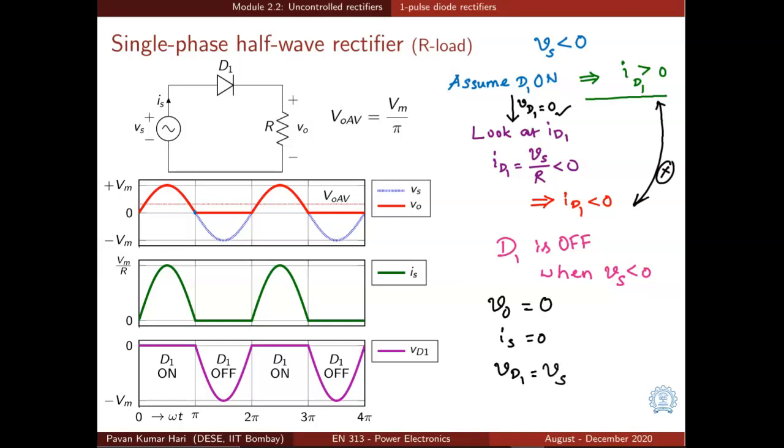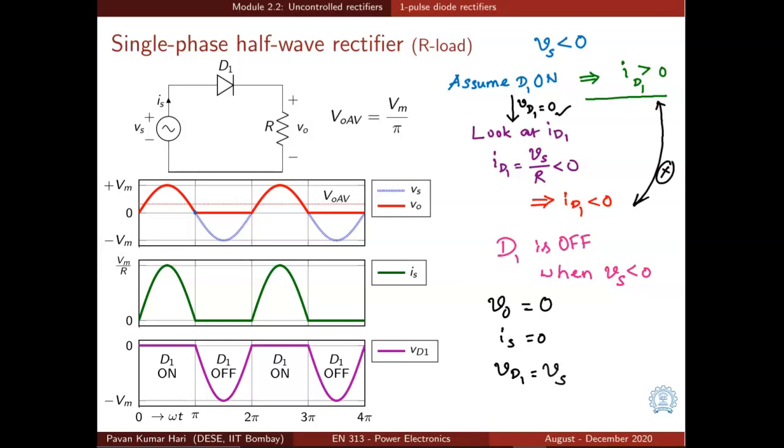So how do you get ID1 in this circuit? ID1 is simply Vs by R, because the diode was on initially and we have assumed that it continues to be on. So the current in the diode is Vs by R, but Vs by R is less than 0. So the diode current turns out to be negative if we assume it to be continuing to conduct. So the diode should turn off as soon as the voltage becomes negative. That means the diode should turn off at pi.